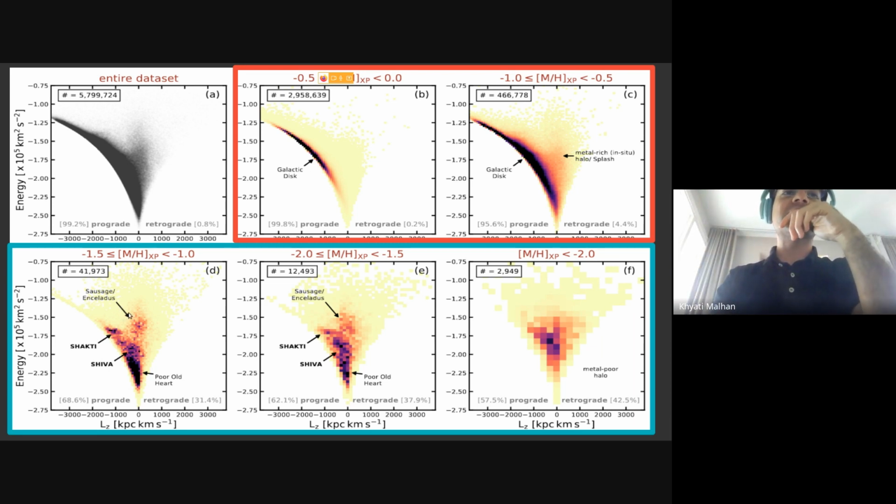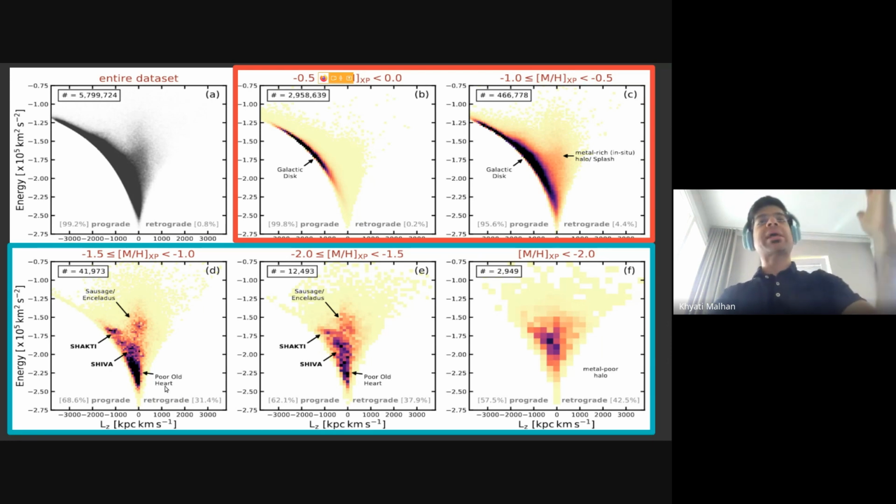So we see, for instance, Gaia-Sausage-Enceladus. That's a previously identified merger overdensity. It was identified in 2018. Then you have the Pooh Old Heart. This was identified in 2022. But in this particular study, we identified two previously unseen overdensities.